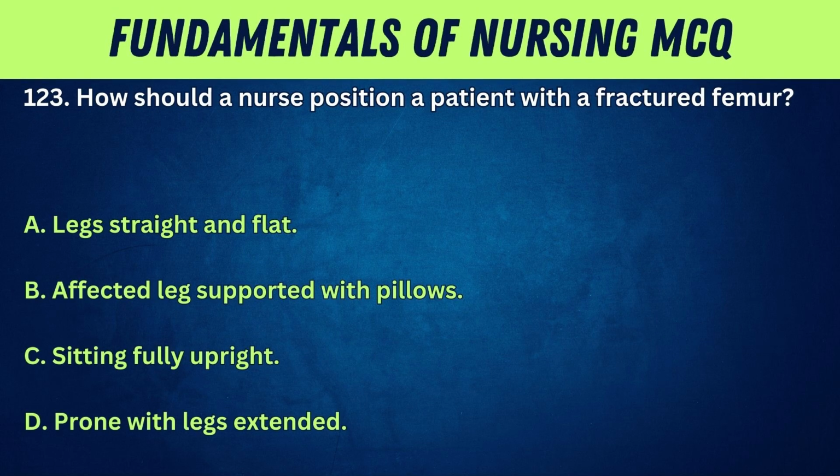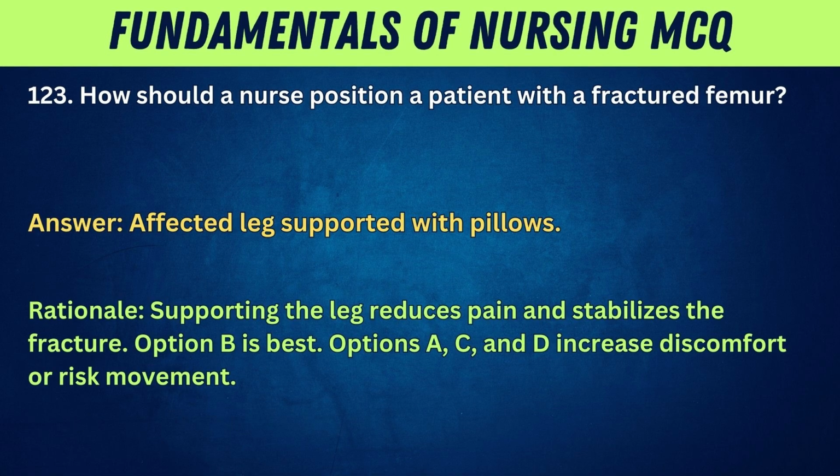123. How should a nurse position a patient with a fractured femur? A. Legs straight and flat. B. Affected leg supported with pillows. C. Sitting fully upright. D. Prone with legs extended. Answer: affected leg supported with pillows. Rationale: supporting the leg reduces pain and stabilizes the fracture. Option B is best. Options A, C, and D increase discomfort or risk movement.